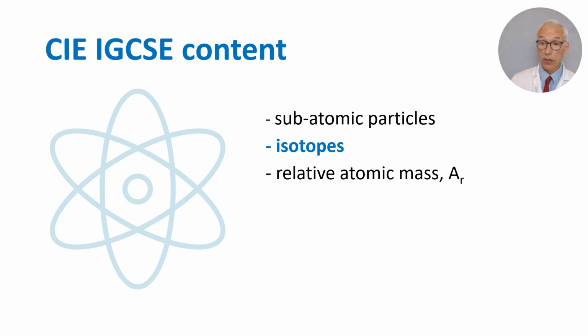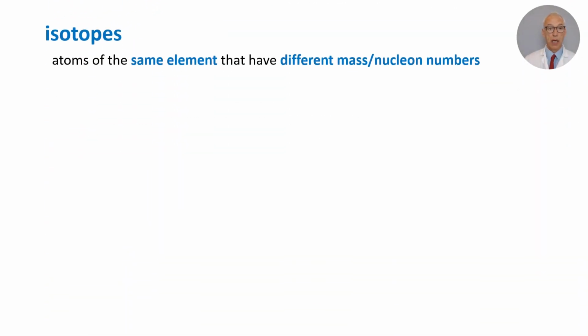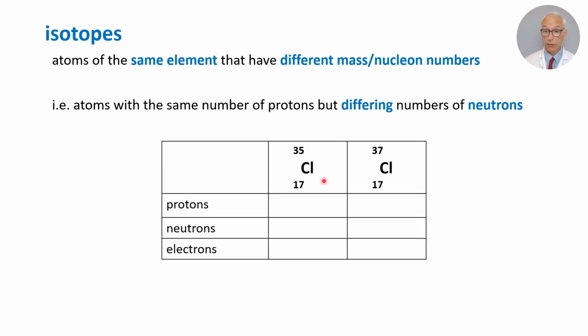Let's now look at the concept of isotopes. Isotopes are atoms of the same element that have different mass or nucleon numbers. So another way of saying that is that they're atoms with the same number of protons but differing numbers of neutrons. So let's look at an example from the syllabus.